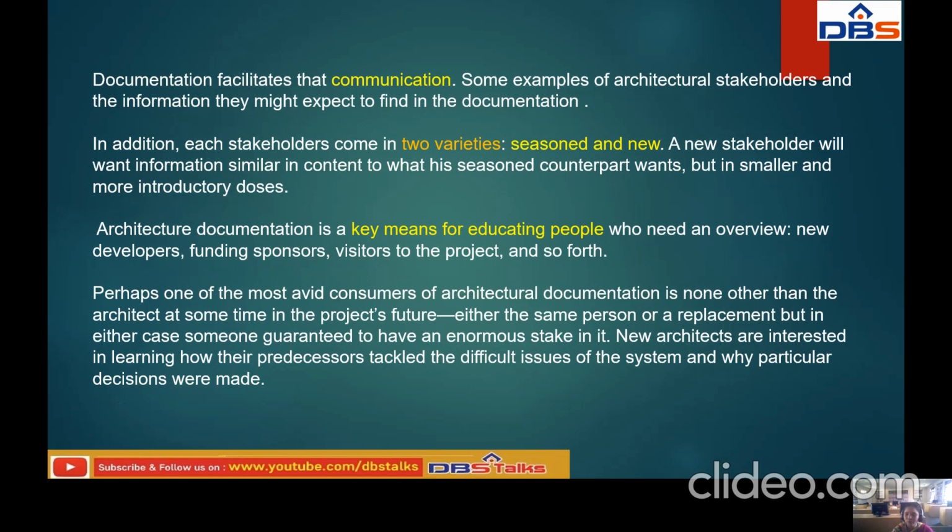It's educating the new developers and the funding sponsors on particular products and particular architectures, and visitors to the project. Some people come to visit these things. While they are reading this documentation, it is educating the people. That is the main importance of architectural documentation. Architectural documentation is a key means of educating people. For example, new developers, funding sponsors, and visitors to the project, and so forth.